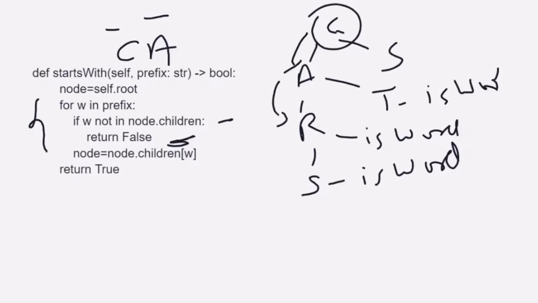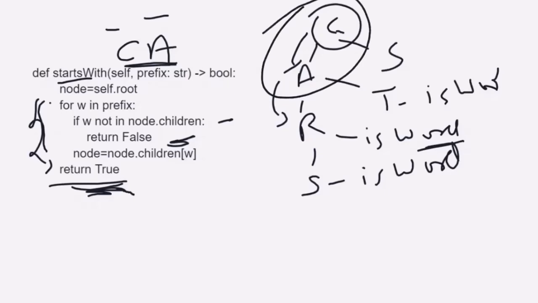The only difference between search and startsWith is the last statement. We simply return true. As soon as we come out of the loop, we know that we have checked for C and then A, which means we return true, which means the prefix exists. As you must have seen in the search, we had to return based on the isWord criteria. But here we do not check for it because we are only checking for the prefix. So CA means it is true. All right, that is the major difference between startsWith and search.